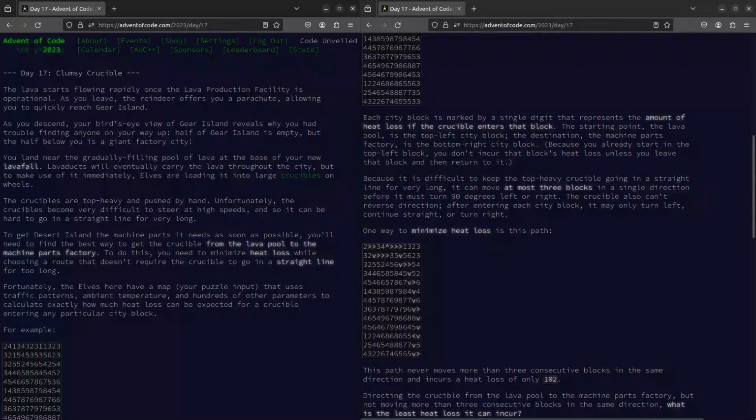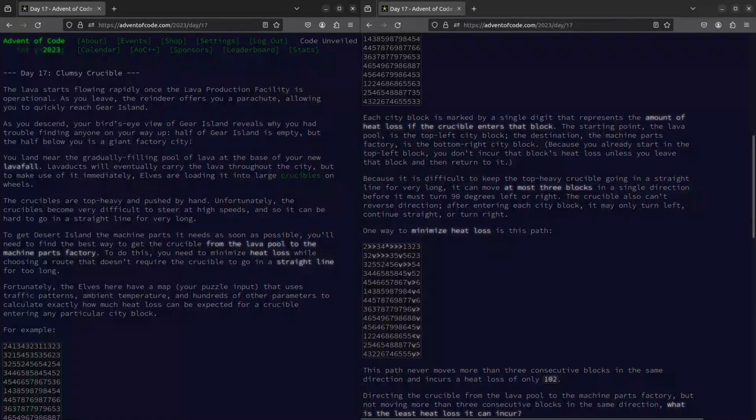We are given a map of expected heat loss for a crucible entering any particular city block. Each city block is marked by a single digit that represents the amount of heat loss if the crucible enters that block. The starting point, the lava pool, is the top left city block. The destination, the machine parts factory, is the bottom right city block. Because we already start in the top left block, we don't incur that block's heat loss unless you leave that block and then return to it.